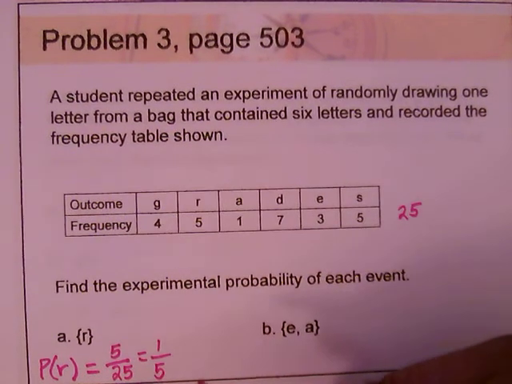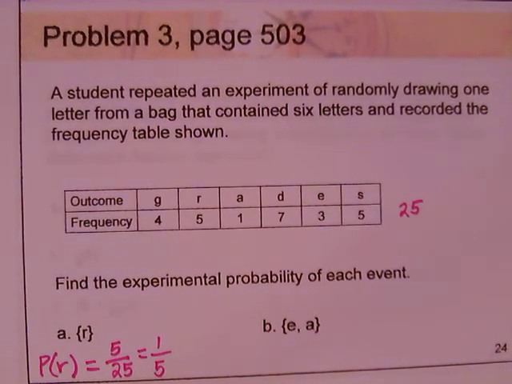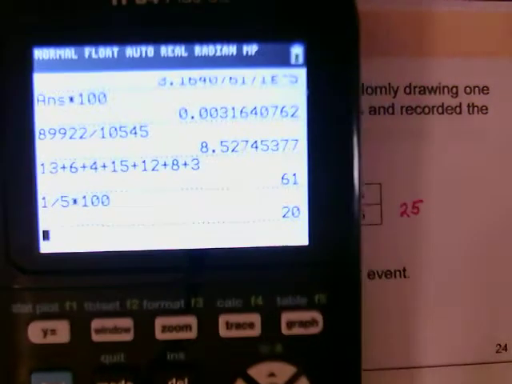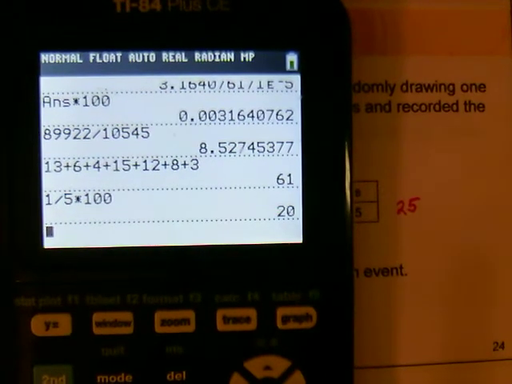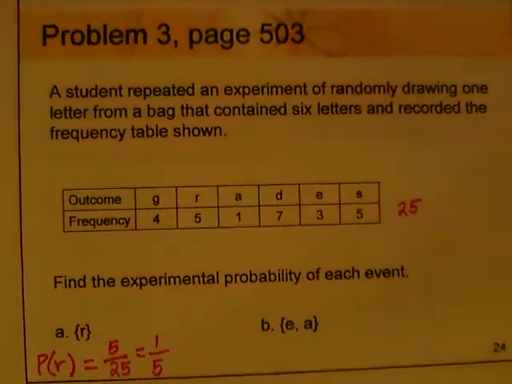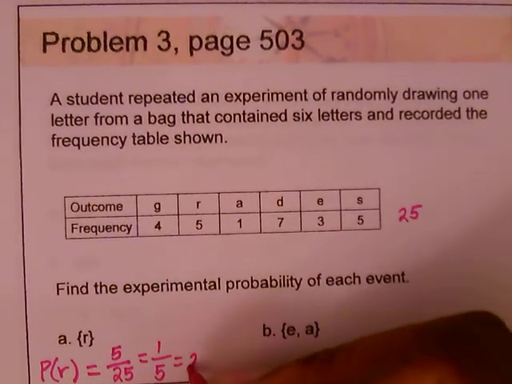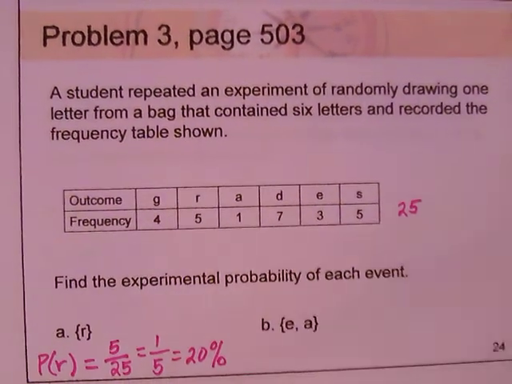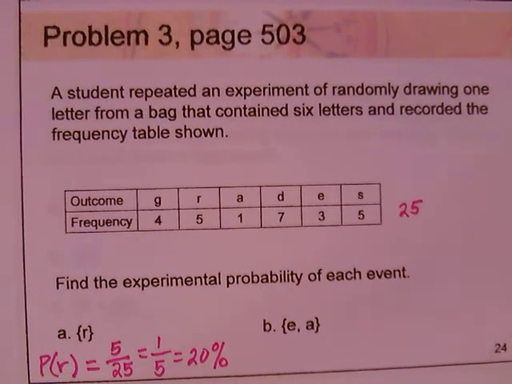Now I'm not sure if they want this as a decimal, but if they want that as a percent, you have to do, in this case, 1 divided by 5 times 100. Because by doing 1 divided by 5, you're only going to get the decimal. So for the percent, you have to multiply by 100. So it ended up being 20%. So in this case here, the probability of drawing the letter R will be 20%, or 1 out of 5.